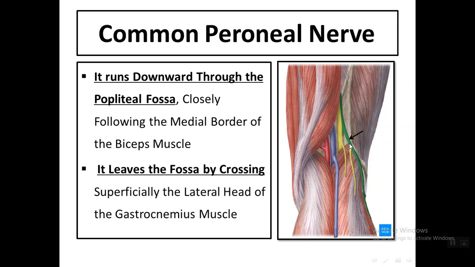It will leave the fossa. See here, it came out of the popliteal fossa, and it will cross superficial to the lateral head of the gastrocnemius muscle. Here the nerve will be superficial, meaning subcutaneous, and we can feel it with a finger. It is superficial here and liable to injury.